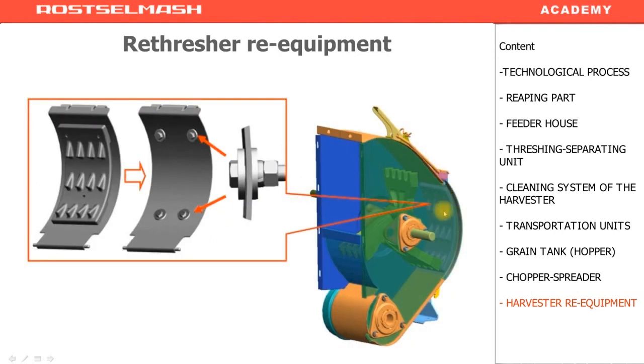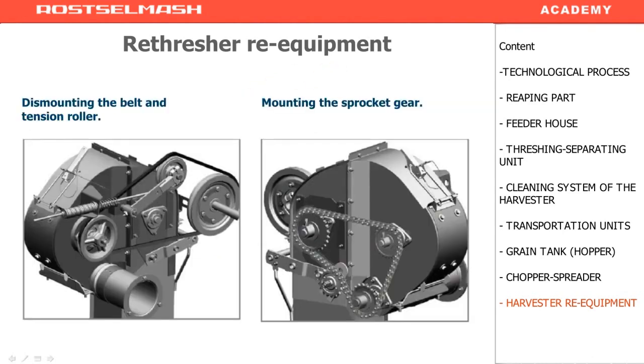To re-equip the thrasher, you dismount the concave and plug the holes. To do this, you use special bolts in the places where the concave is fixed. Also, you have to lower the RPM. To do this, take off the drive belt, fix the tension roller for it not to be loose.